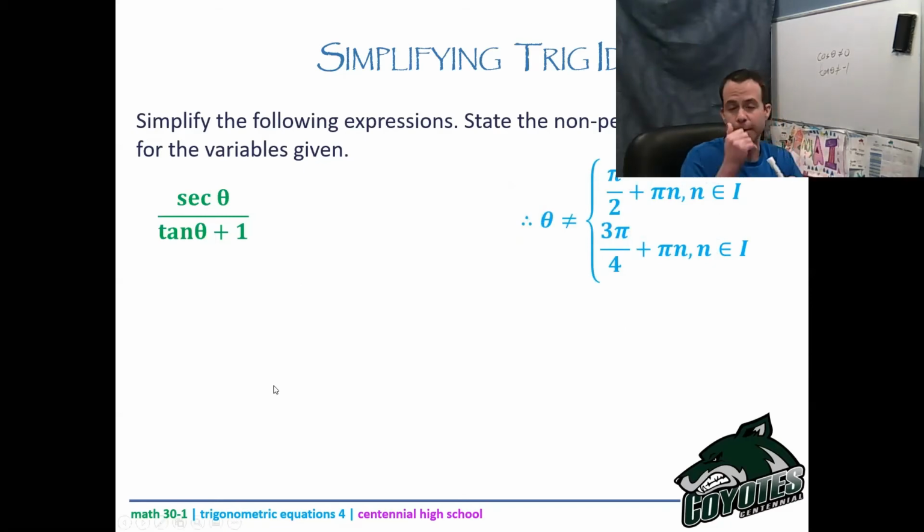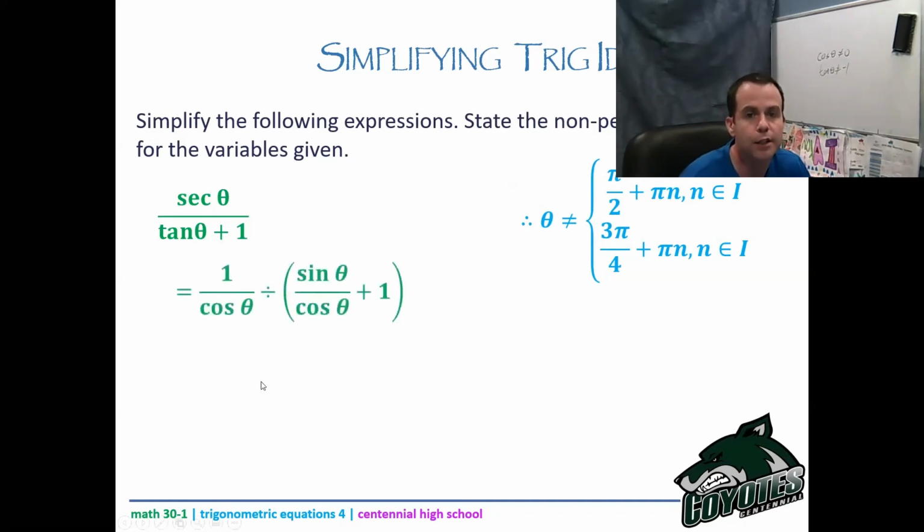Sometimes, not always, but sometimes it's helpful to rewrite this in terms of sine and cosine, just so you're not dealing with so many different things. So what I've done is I've said secant of theta is 1 over cos of theta. And then remember that big line there for that fraction is really just a division statement. So I'm dividing by sine of theta over cos of theta, that's my tan, plus 1. So now I'm going to work on this guy and clean him up.